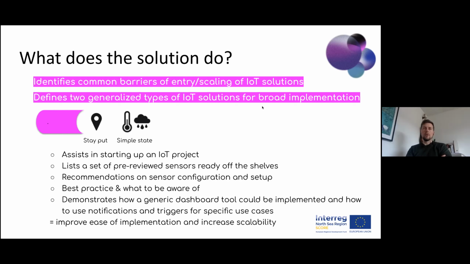And we have demonstrations on how we can build a generic dashboard tool that could help us make use of all the data that is being collected and put that into use. So the overall idea is to improve the ease of implementation and increase the scalability of IoT solutions based on these generic types.